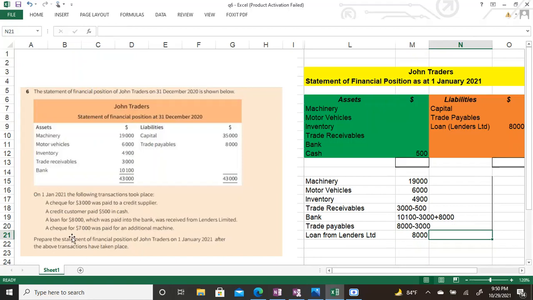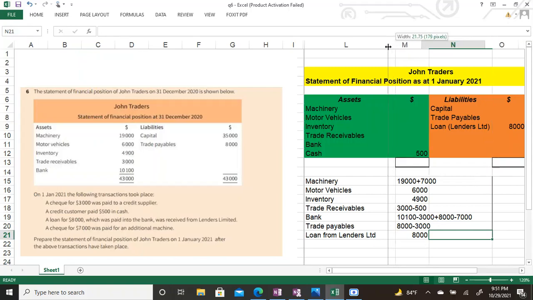And in the last transaction, a check for 7,000 was paid for an additional machine. So machine is increased by 7,000. The business bought the machine, so machine is increased. And the business has paid by check. So from the bank, 7,000 will decrease. Okay. Now we have completed all the transactions.